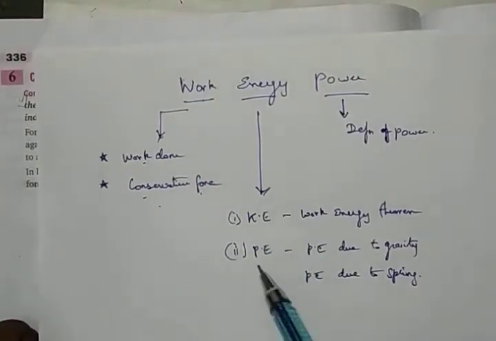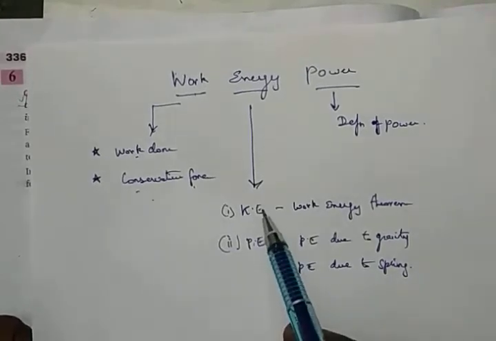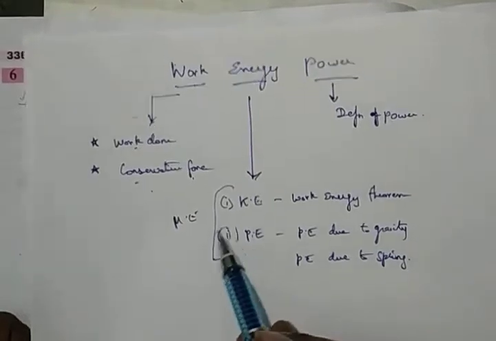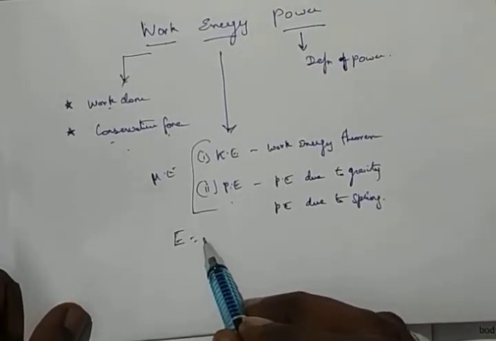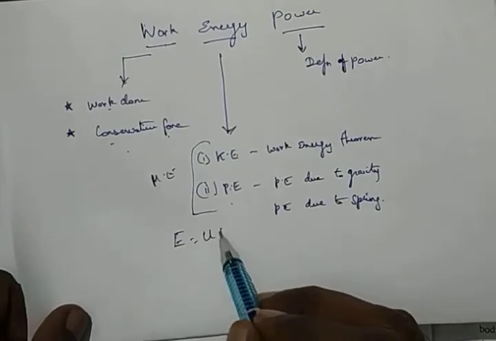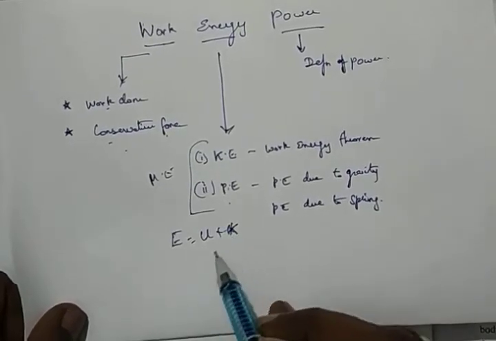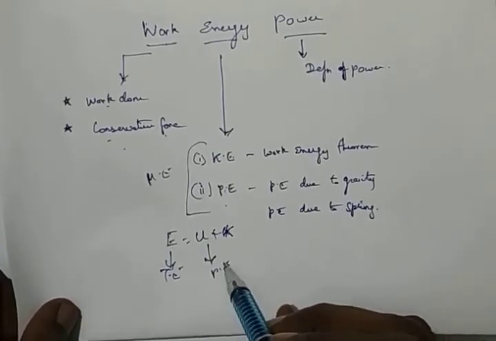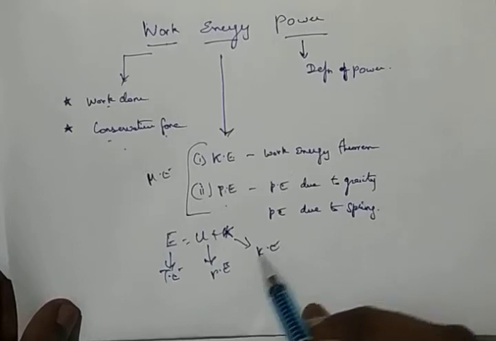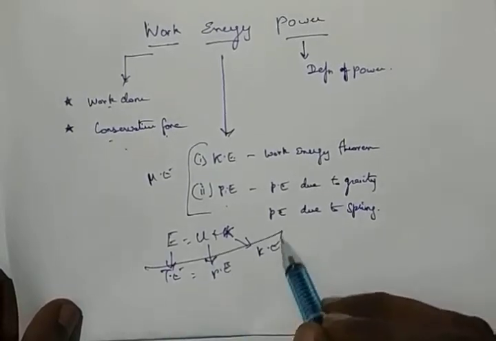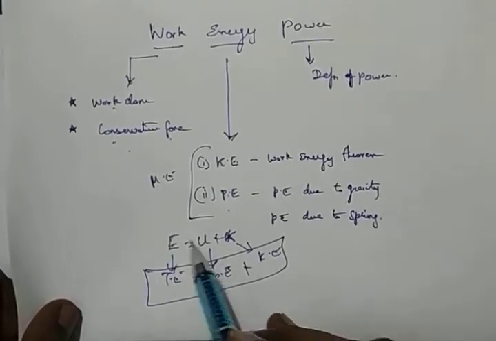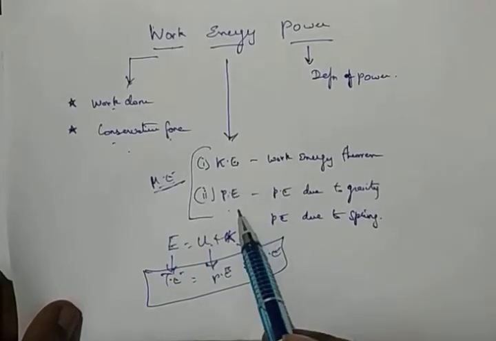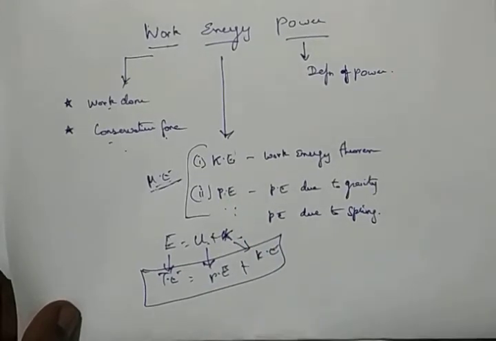The next one is energy. Energy is the ability to do work. We have two varieties, called kinetic energy and potential energy. This entirely comes under mechanical energy. So E is equal to U plus K. This is total energy, U means potential energy and K means kinetic energy. You should understand that mechanical energy, the total energy, is equal to kinetic energy plus potential energy. They go together.